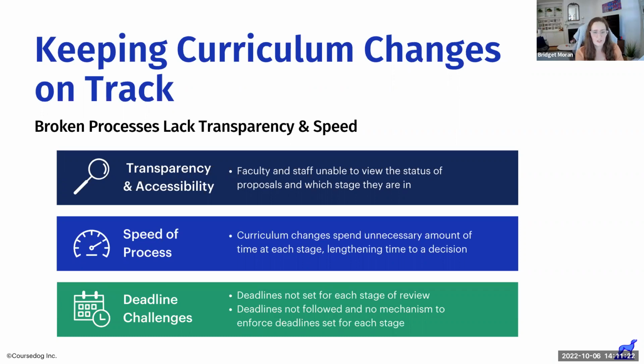The second and third challenges listed here, I think, are really closely intertwined. As we mentioned earlier, curricular changes can often take up to a year or two, and changes might span extended periods in each stage, which lengthens the overall time to decision. This lengthy process is often due to deadline challenges that institutions face. In some cases, there may not be any deadlines, or the deadlines aren't enforced. Due to the lack of transparency and disparate methods of moving curricular changes from one step to the next, no one knows how long these changes have been in each stage and when they're supposed to move to the next stage. So as you can see, these challenges really feed into each other and can lead to a vicious cycle that lacks accountability and drags out the whole process.